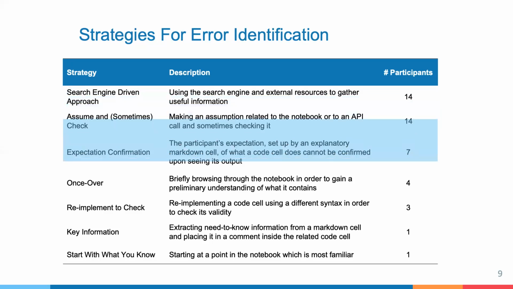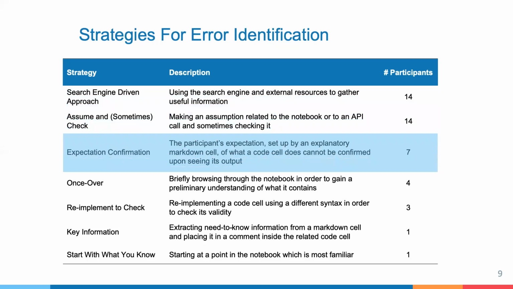The next most common strategy is the expectation confirmation strategy, in which the participant expects a code cell to do one thing based on its explanatory markdown. However, the code cell's behavior cannot be confirmed upon seeing its output. It should be noted that other researchers have found that in practice, explanatory markdown is seldomly used, and that may affect the efficacy of this strategy.